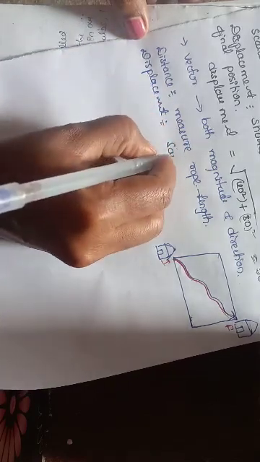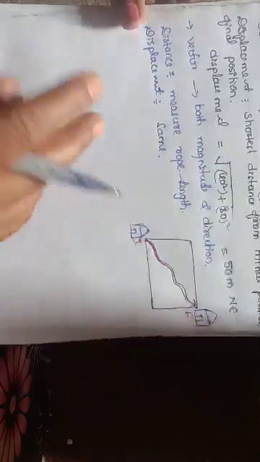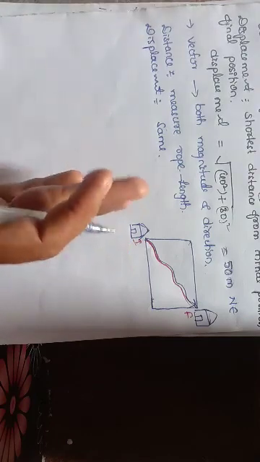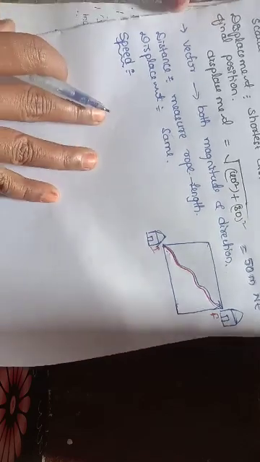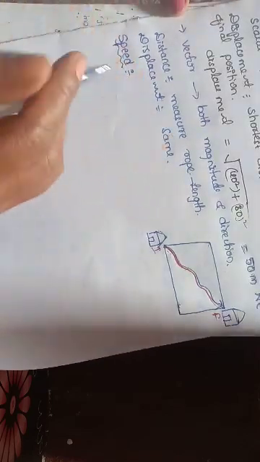So in a curved path, how do we measure the distance? With the help of a rope you can measure. Later measure this rope length, while the displacement will be the same. So distance is measured with the help of a rope. Rope length is equal to the distance.